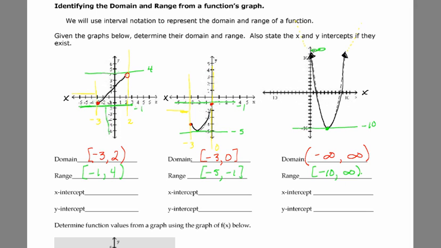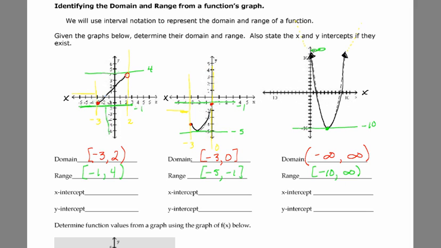Finally, x and y intercepts. All we have to do is investigate the graph to determine the points at which the graph crosses the x-axis or where it crosses the y-axis. So let me go and pick a different color that I can use to show those. Let's see, I didn't use blue. All right.